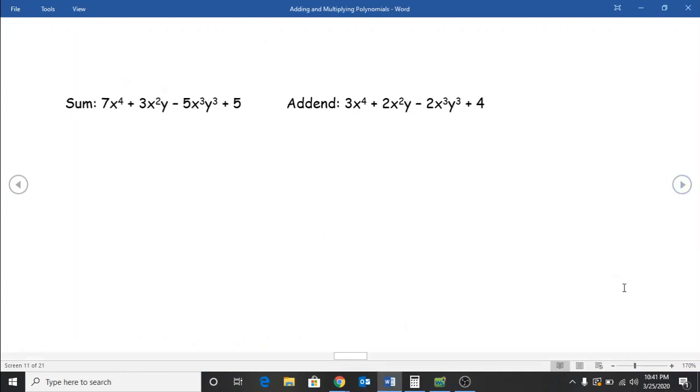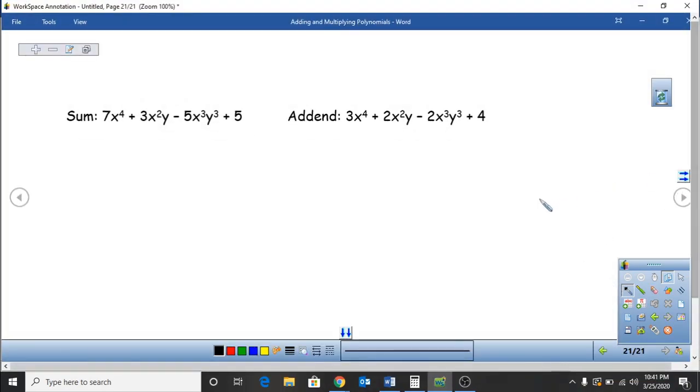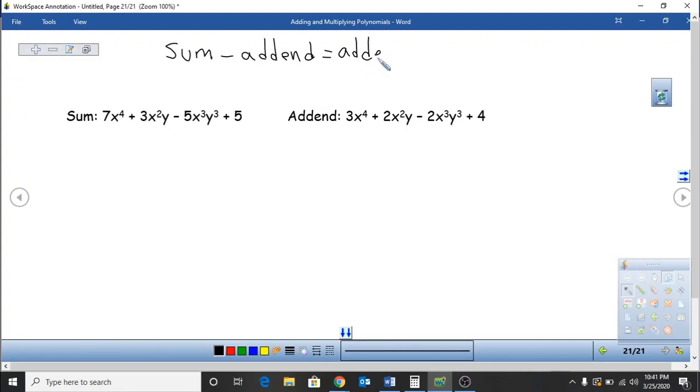All right. So here we go. Well, one more example. All right. And this one will just apply the same rules. I know this one's a little bit longer, but we're going to apply the same rules. So I'll rewrite the formula just in case we need it. So if I take the sum minus one of the addends, it should give me the other addend. And this is what I'm looking for. I'm looking for the other addend.